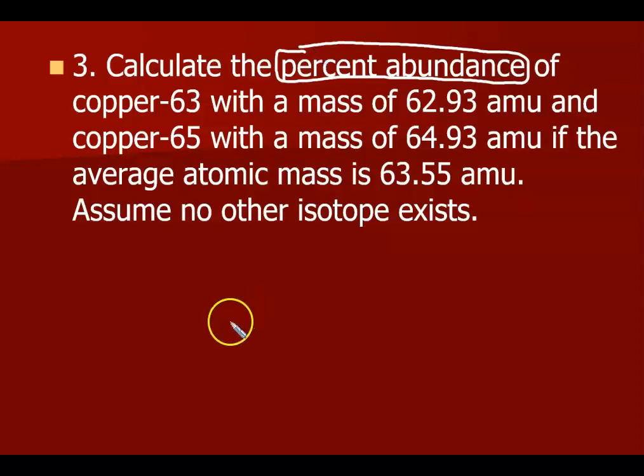So I'm looking for percent abundance, and I'm only going to do this with 2 isotopes. It gets a little harder if you have more than 2 isotopes. So if you're looking for percent abundance, and we can talk about why all this is about to happen, but the easiest way is just start working it. You're going to need 2 sets of parentheses, and that's going to equal the average.